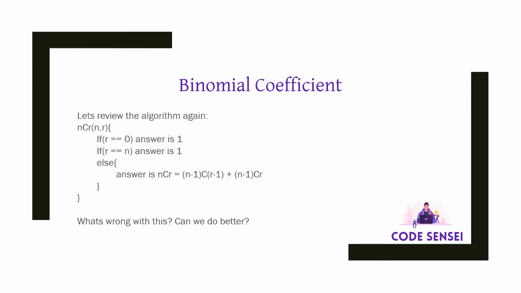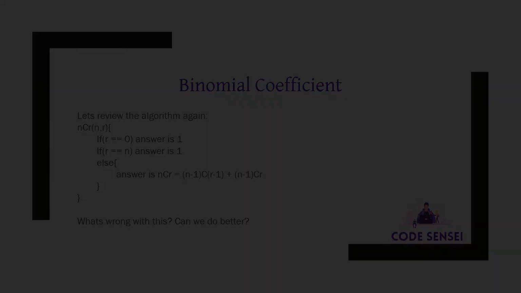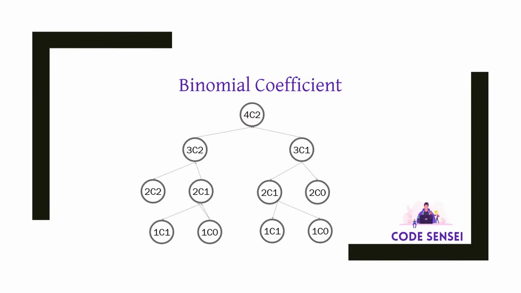Can you find anything wrong with this, or do you think in some way we can do better than this? Let's take the example of 4C2. This is the recursive tree: 4C2 is the sum of 3C2 and 3C1. Similarly, 3C2 is the sum of 2C2 and 2C1. And similarly, 3C1 is the sum of 2C1 and 2C0. And this is also the same.